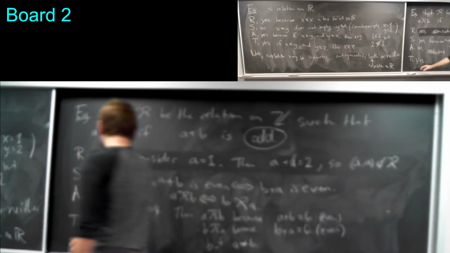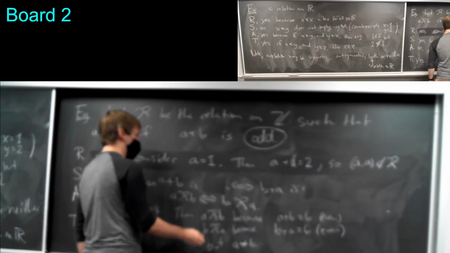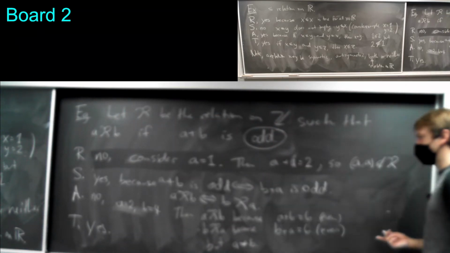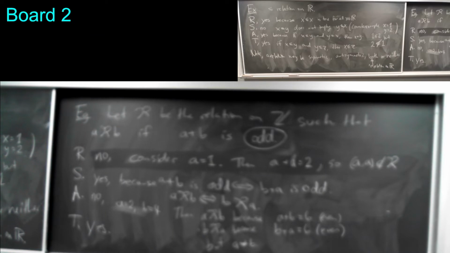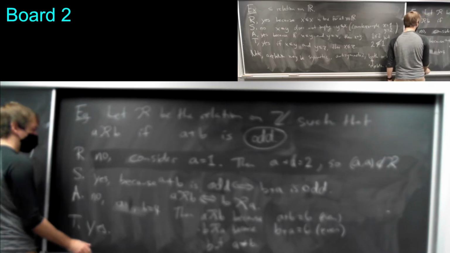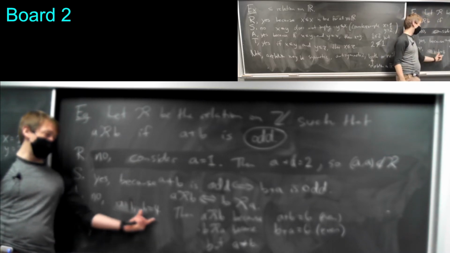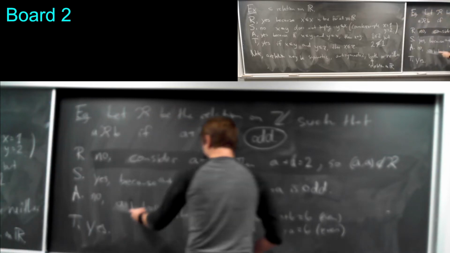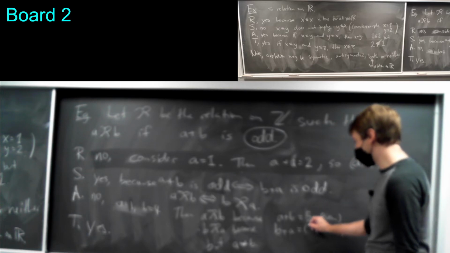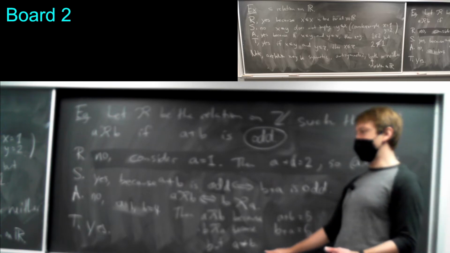Symmetric will still be true because if a plus b is odd, b plus a is the same number. So if a plus b is odd, then b plus a is odd and vice versa. How about anti-symmetric? You can kill anti-symmetry with almost the same example, but you need the sum to be odd. If I take a as 1, b as 4, then a plus b is 5, which is odd. B plus a is 5, which is odd. So a is related to b is related to a, but a is not equal to b.